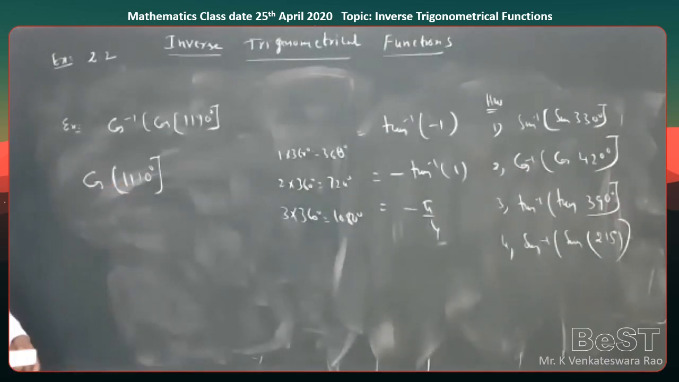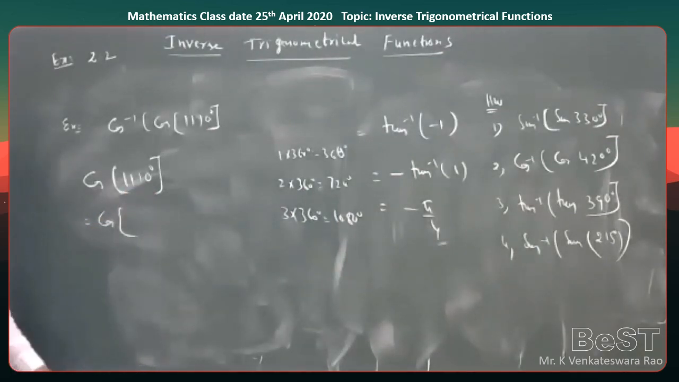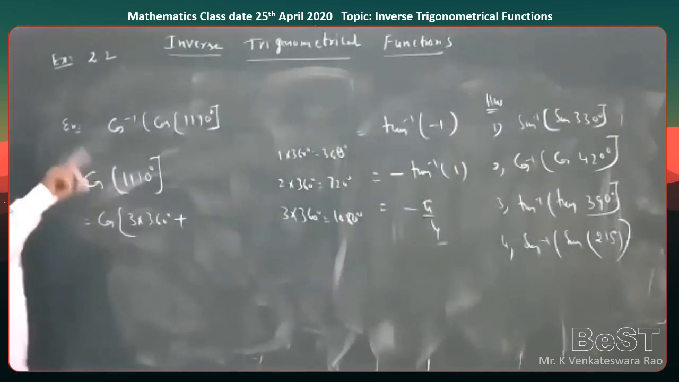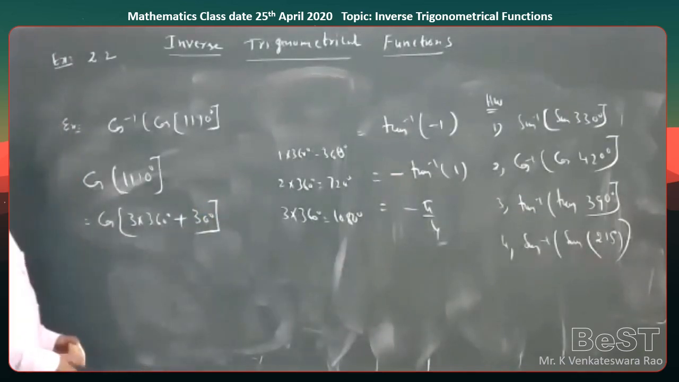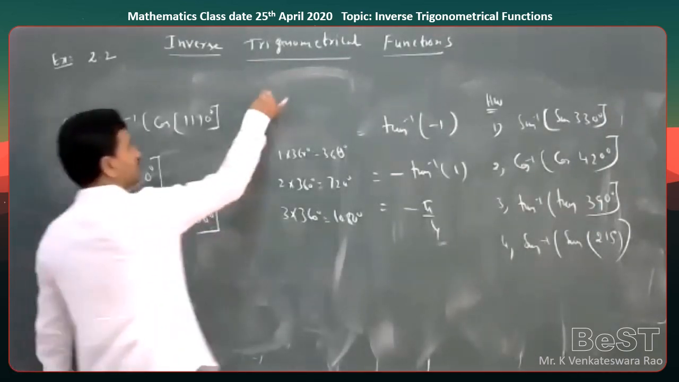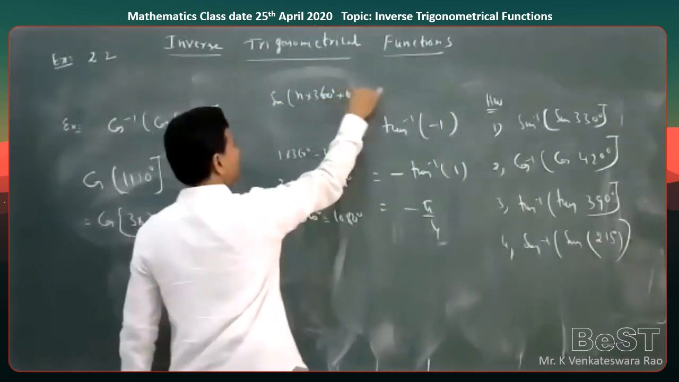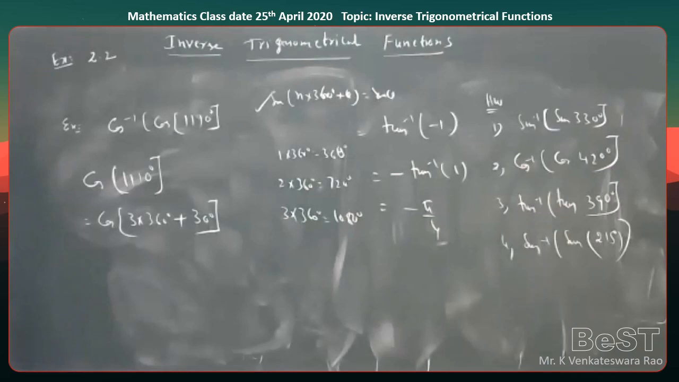So how to simplify this? This is a confusing concept for students. How to simplify this big angle: 3 into 360 plus the remaining angle. 3 rounds completed, remaining angle 30 degrees. Not only for cos function, for any type of trigonometrical function, if n is a positive integer, sine of n into 360 plus theta is always sine theta. Not only sine function, for all the remaining 5 functions, same formula.